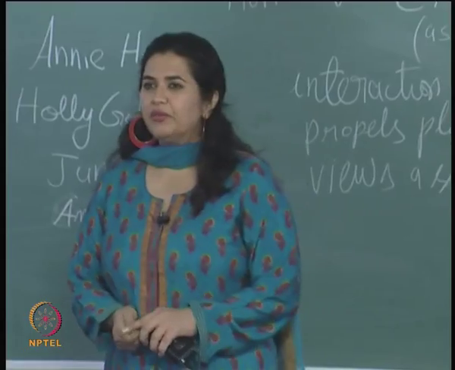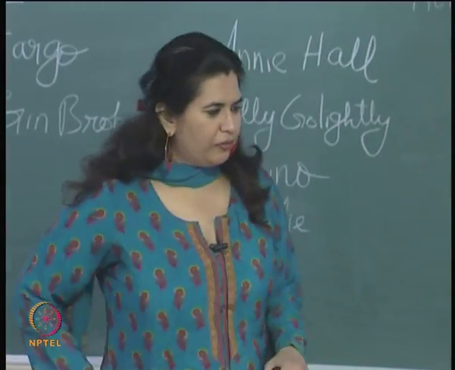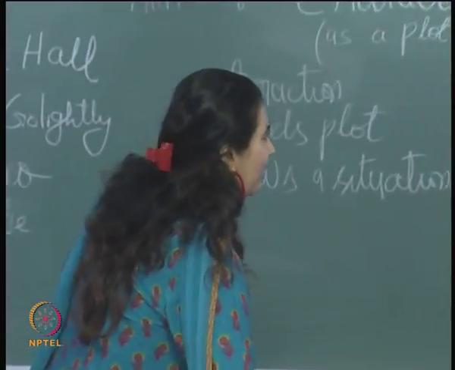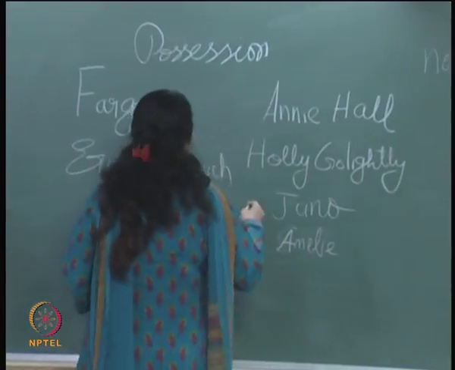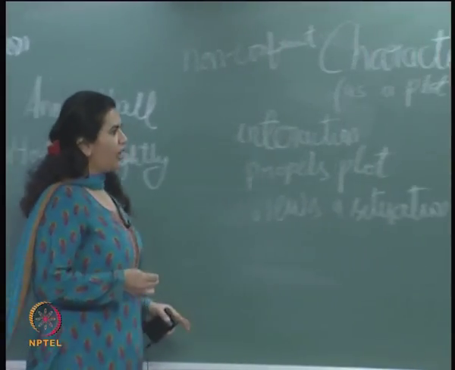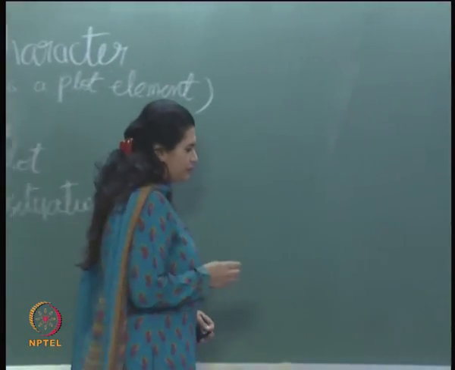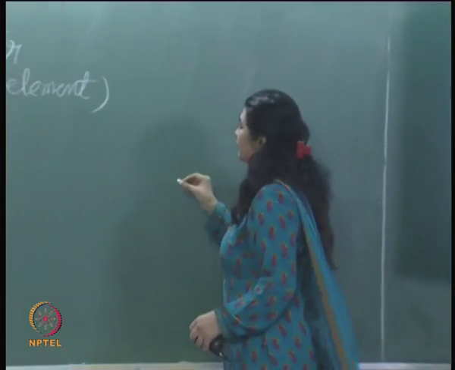Okay, we have the theory of round and flat characters given by who? Vijay, any idea who gave us the theory of round and flat characters in a book called Aspects of the Novel?